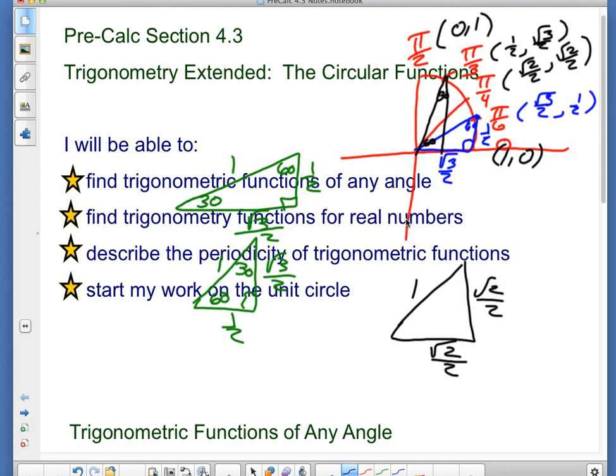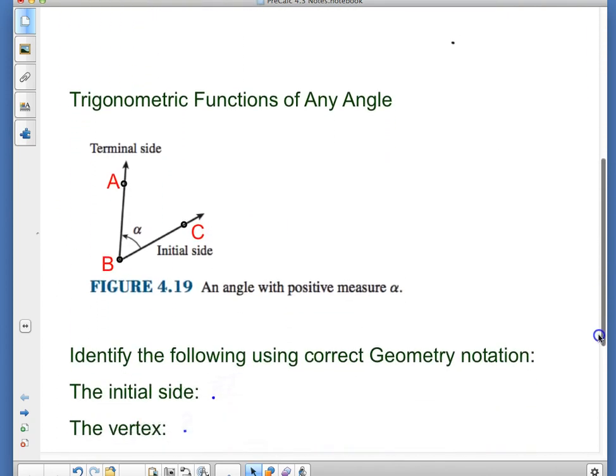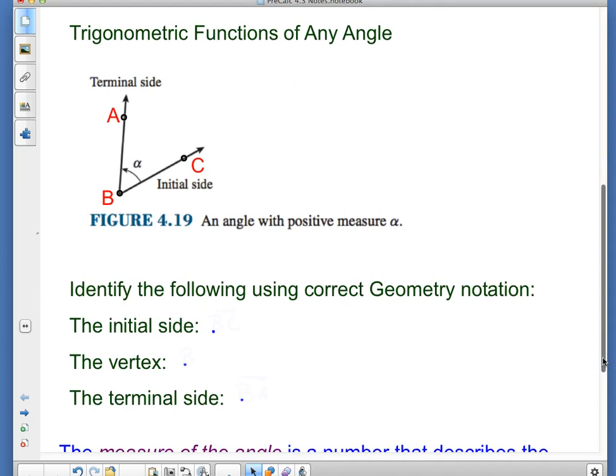Now, let's talk about these functions. And I'll get rid of this stuff because it was just me going over some stuff. So we got trig functions of any angle. We're talking about initial side, terminal side of rays. So if I got an initial side here of a ray, and I got a terminal side, and it goes that direction, keep in mind that's a positive angle measure. And I have an initial and a terminal.